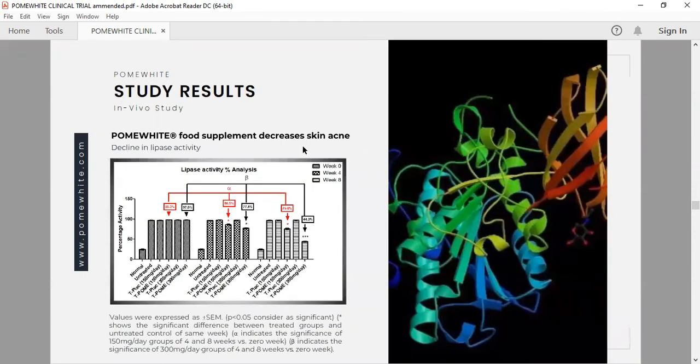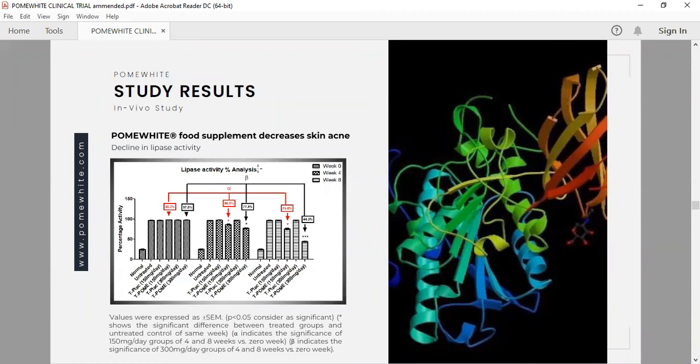Then, for the skin acne decrease, we also studied the lipase activity. I have already told you the function of the lipase: it is the enzyme that is going to break down lipids in our skin, and due to the presence of these lipids on the skin, more and more sebum secretion is there. This sebum secretion further aids in the proliferation of the bacterial cultures of P. acne on the skin.